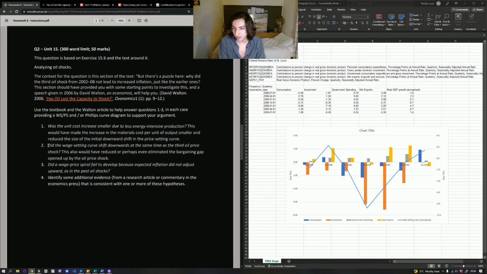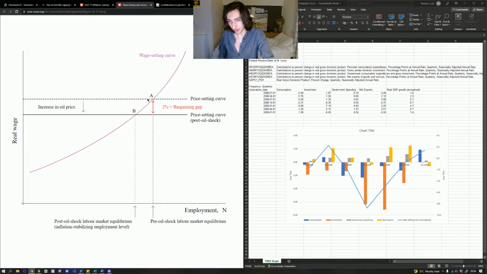Did the wage setting curve shift downward at the same time as the third oil price shock? This would have reduced or even eliminated the bargaining gap. So if we think about that, let's go back to this. If we see a bargaining gap created by this situation, hold on. It says up or down. When it says up, surely it doesn't mean that, because that would enlarge the bargaining gap, surely.